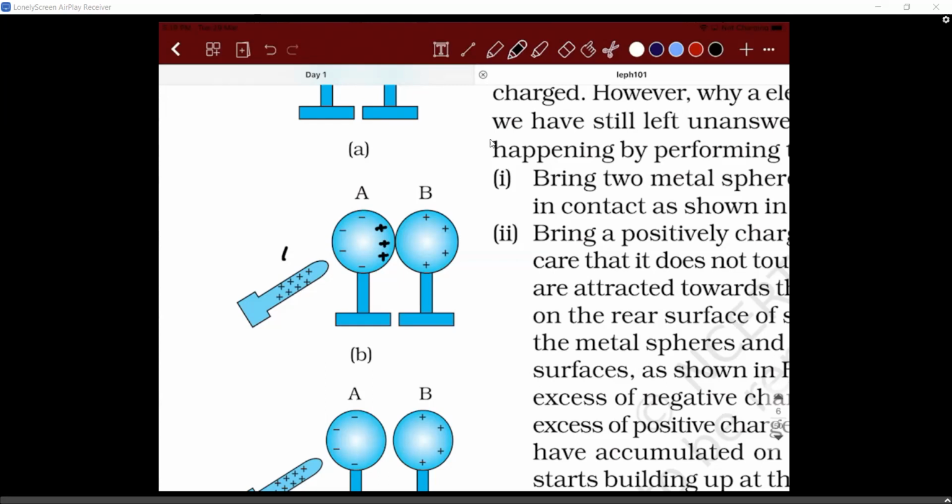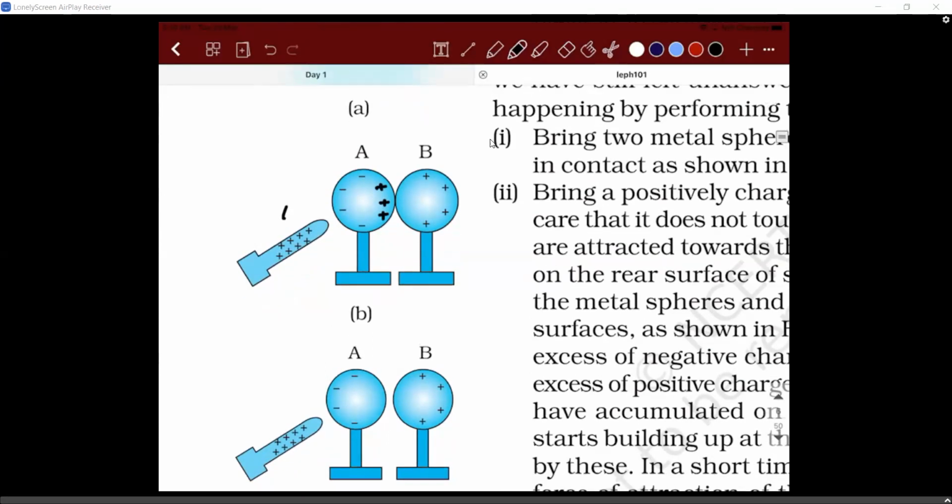So what will that charge do to the sphere B which is in contact with it? It will attract the negative charges. So when the negative charge is coming here, what is going to happen on the other end of B? Positive charge is going to get arranged. Now the important question is, is this a permanent redistribution or a temporary redistribution? Temporary, right? Why?